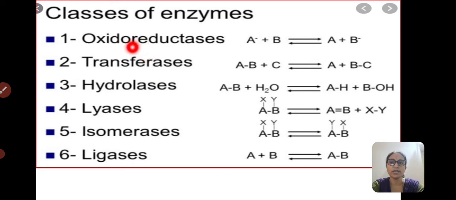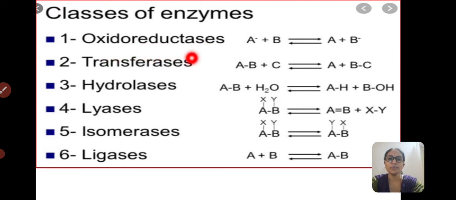Oxidoreductase. Oxidoreductase means at the same time oxidation of one substrate and reduction of another substrate takes place. That is called oxidoreductases. That is EC1 enzymes.